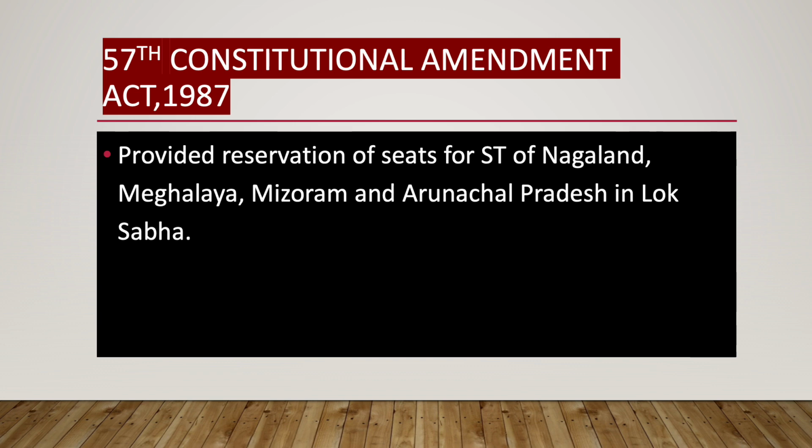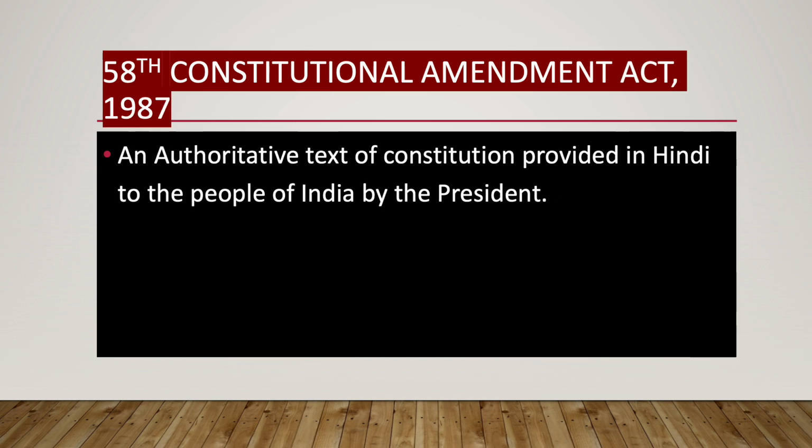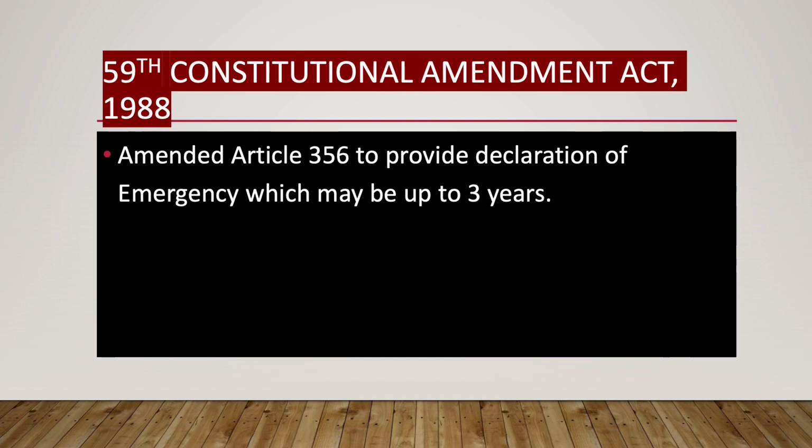57th Constitutional Amendment Act of 1987 provided reservation of seats for scheduled tribes of Nagaland, Meghalaya, Mizoram and Arunachal Pradesh in Lok Sabha. 58th Constitutional Amendment Act of 1987, an authoritative text of Constitution provided in Hindi to the people of India by the President. 59th Constitutional Amendment Act of 1988 amended Article 356 to provide declaration of emergency which may be up to 3 years.